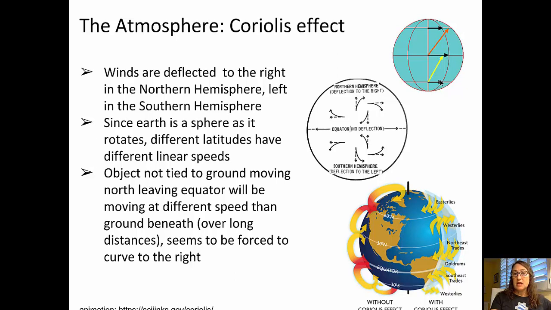Well, since Earth is spinning as a sphere, that must mean that different portions of the sphere are moving at different rates. The black lines are different lengths, and Earth is spinning as a sphere. And because Earth is a sphere, as it rotates at different latitudes, there are different linear speeds. So any object, such as air, that's not tied to the ground will be moving in that circular motion, that clockwise motion in the northern hemisphere or deflecting to the right, counterclockwise motion in the southern hemisphere or deflecting to the left. And that's the Coriolis effect.